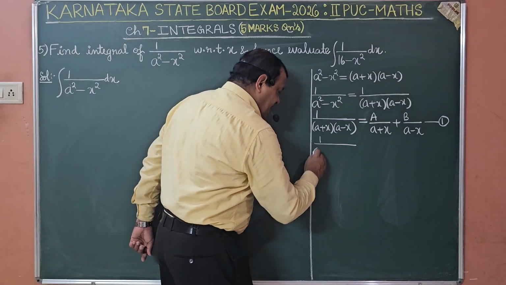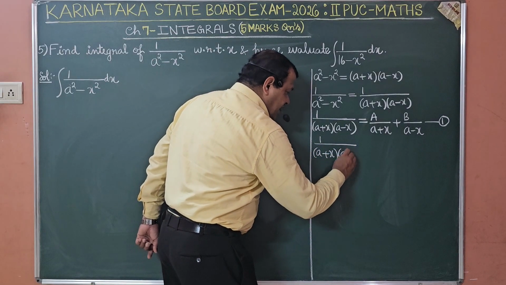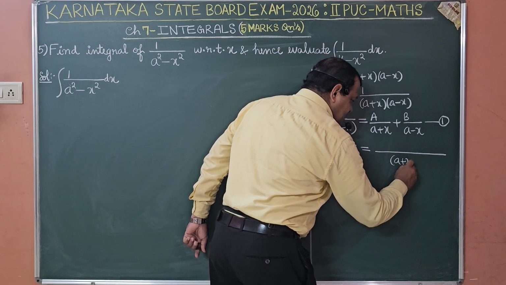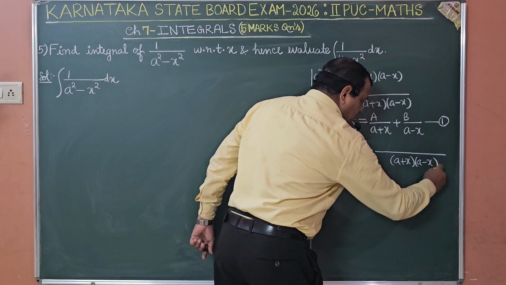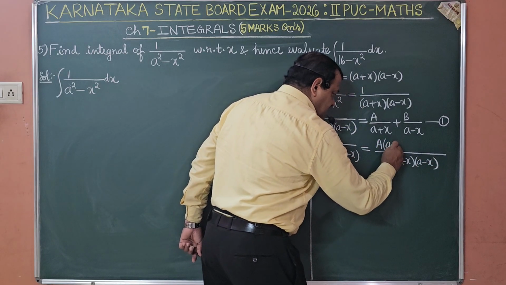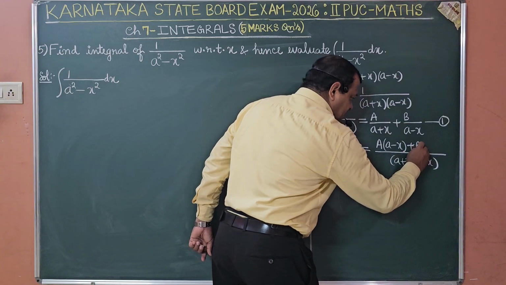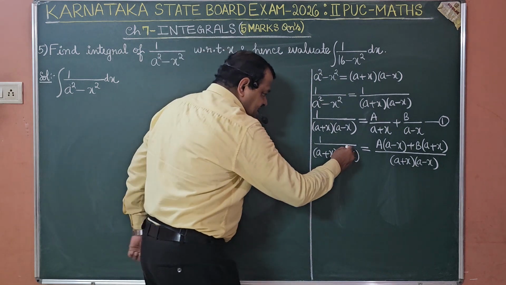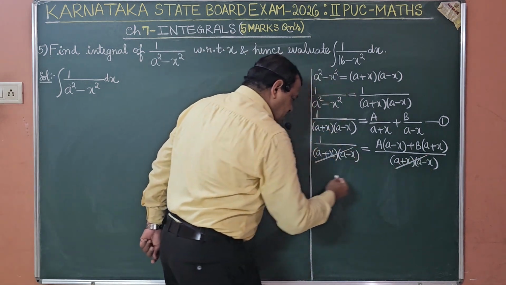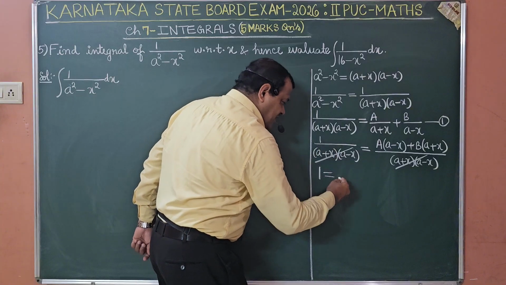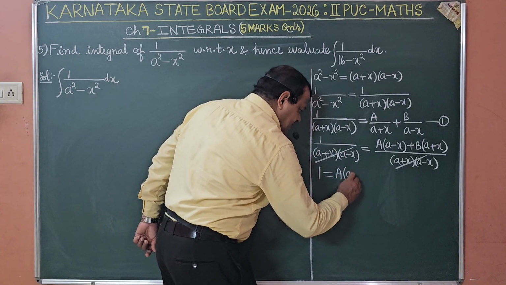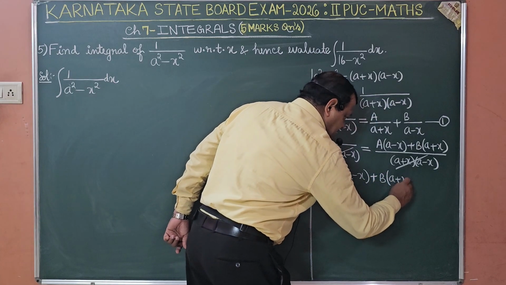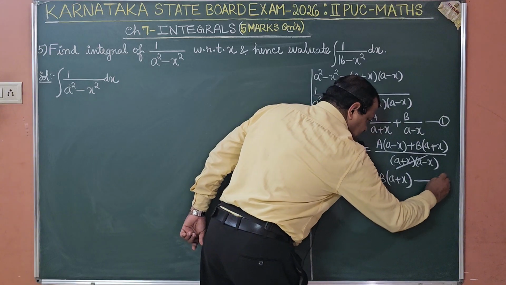As before, I will take on the RHS the LCM, which is a plus x into a minus x. The numerator of the first term into the denominator of the second term plus the numerator of the second term into the denominator of the first term. So denominators get cancelled on both sides. Equate the numerators. Left hand side numerator 1, right hand side capital A into small a minus x plus capital B into small a plus x, and this I will call equation star.